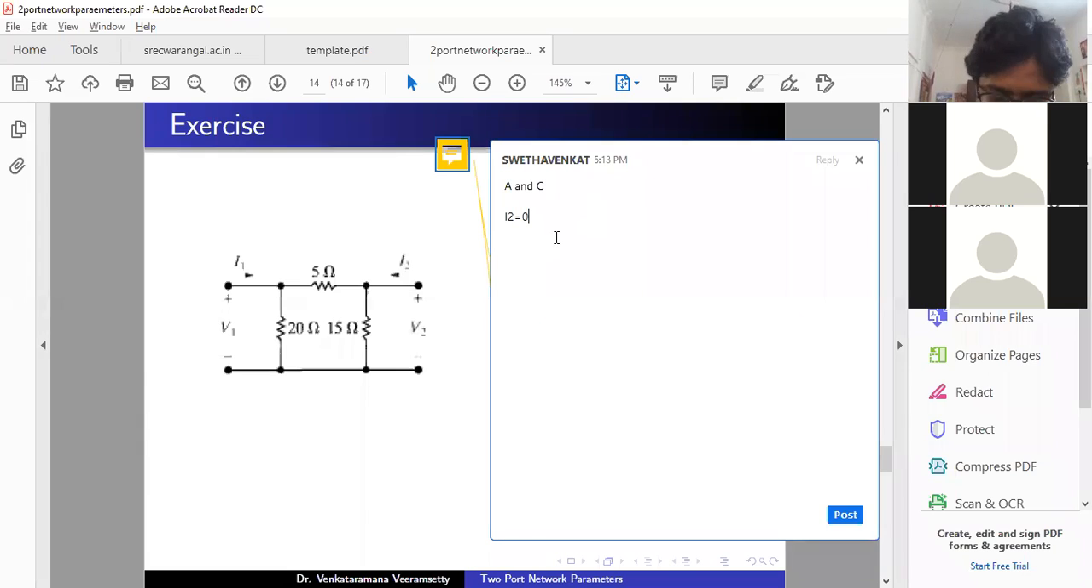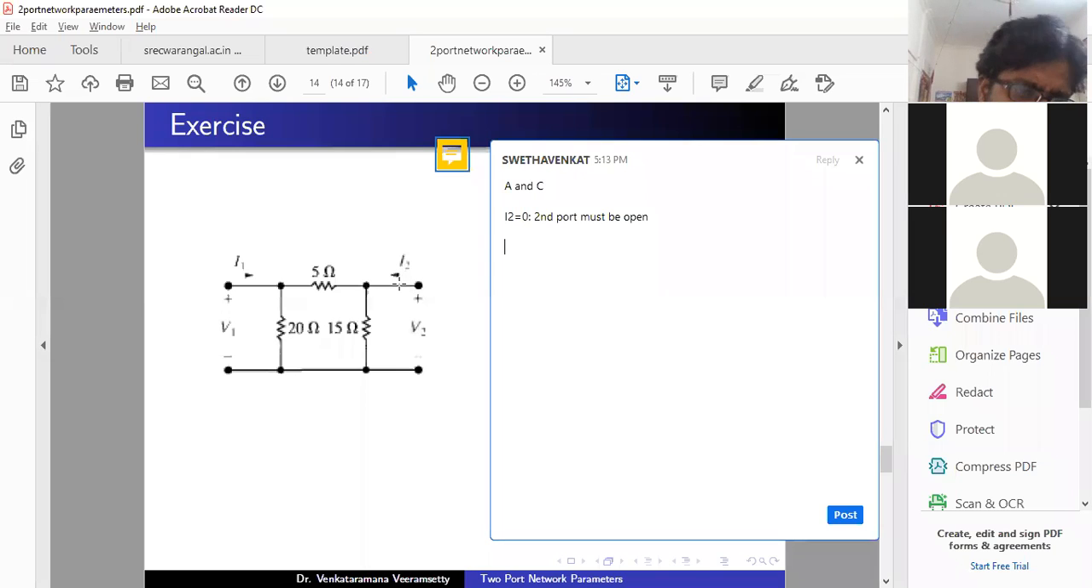I2 equal to 0 means the second port must be open. When the second port is open, no current is flowing, so I2 equal to 0. No current is flowing.